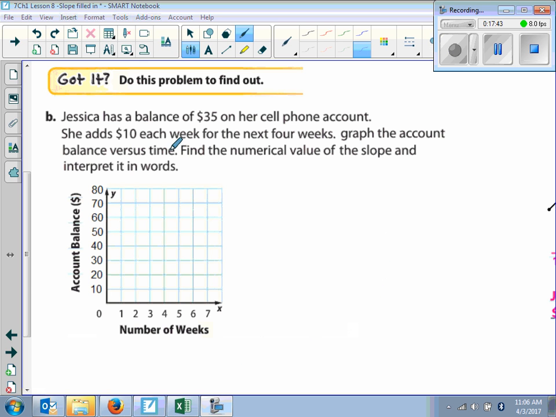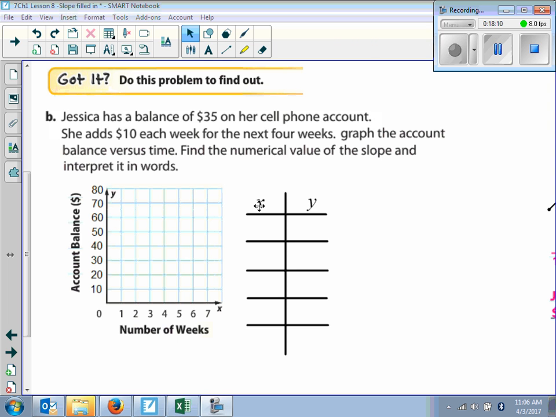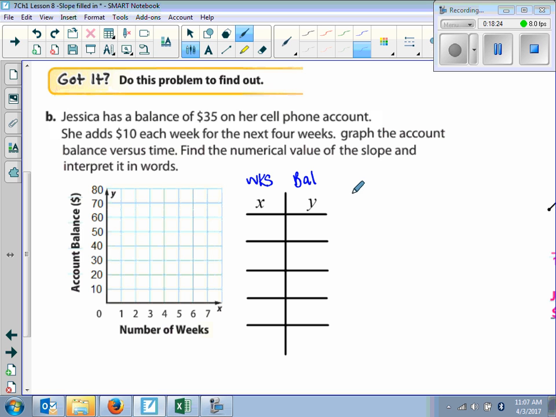So let's do this next example together. It says Jessica has a balance of $35 on her cell phone account. She adds $10 each week for the next 4 weeks. Graph the account balance versus time. So it's going to be the balance over the time. And we want to find the numerical value of slope and interpret it in words. Okay? So if I were to write this in a table, which one would be the x value? The number of weeks, right? So there's weeks right there. And then the y value is the balance, so I'm just going to put BAL for balance.